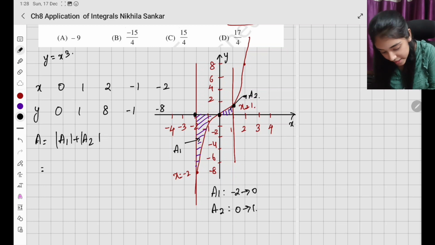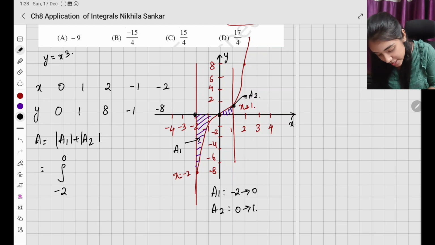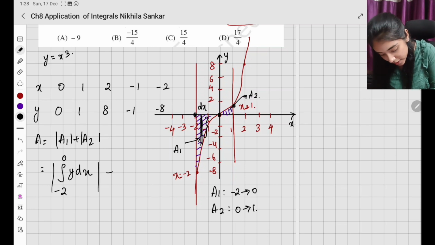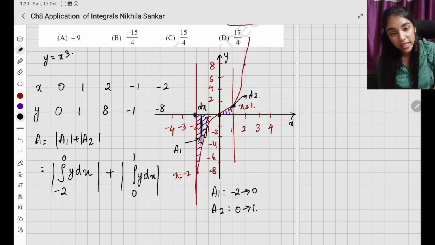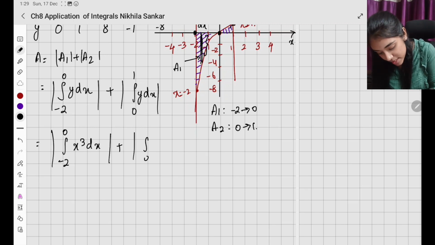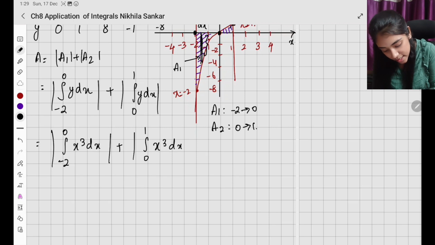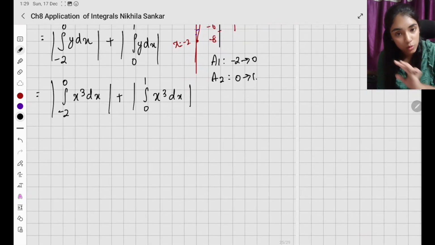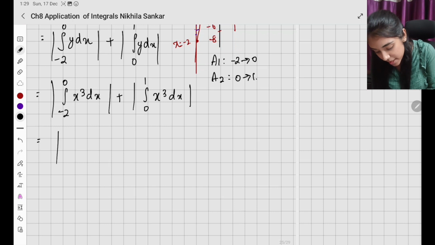So A1 is going to travel as the integral from minus 2 to 0. I'm again going to take a thin strip, so in the thin strip I take dx and this is going to be y. So I have y dx inside the absolute value, plus the absolute value of integral 0 to 1 y dx. The integral is written, y dx inside the absolute value. Now what is y? It is going to be x cube. That's all, simple. So I have minus 2 to 0 of x cube dx. The calculation here is where mistakes mainly happen, because with these absolute values, sometimes the answer comes out 0, but area should never be 0. So write it carefully inside the absolute value.